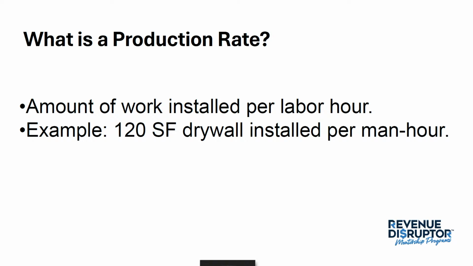So I want you to think of this example. What is production rate? It's the amount of work installed per labor hour. So everything, again, has a rate, and it's based on whatever the unit of measure is. Unit of measure is items like square foot, linear foot, each, pieces, cartons, buckets, right? So number one, whatever it is, you need to identify the unit of measure, and number two, you need to have a good understanding of how to quantify how much can be produced by your staff.